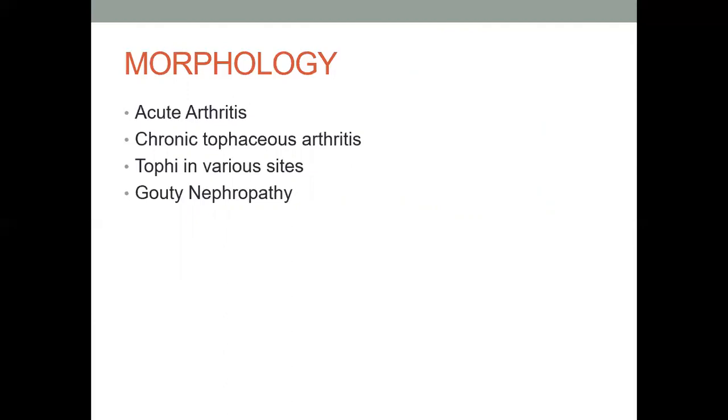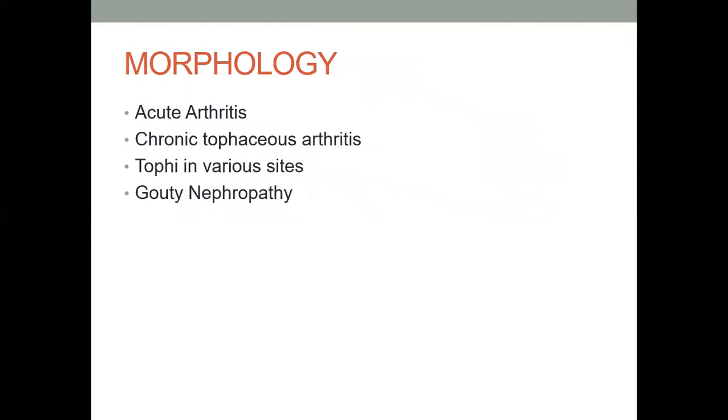Then there is chronic tophaceous arthritis. It results from repetitive precipitation of urate crystals. And urate crystals encrust the articular surface and form visible deposits in the synovium. The synovium becomes hyperplastic and thickened, fibrotic, with inflammatory cells, and forms a pannus that destroys the underlying cartilage. And there are bone erosions. So that is chronic tophaceous arthritis.